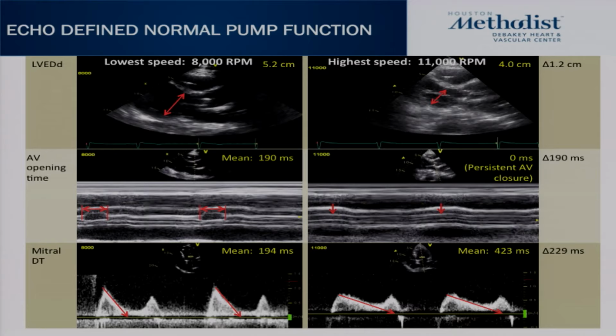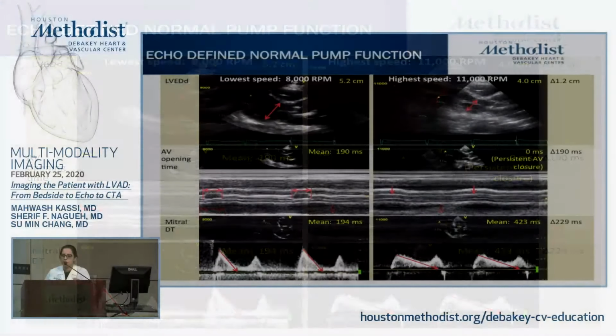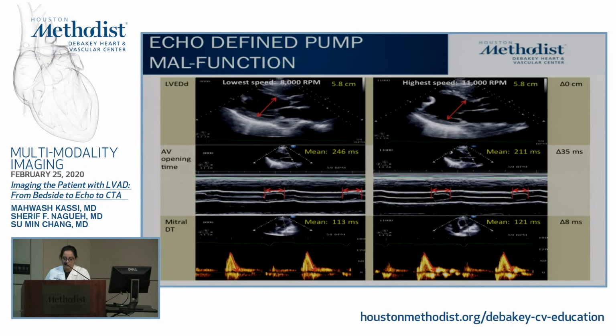And this is where we define normal function, looking at the LV end diastolic dimension and also at the deceleration time. But I think we need to make a table in the echo lab to kind of quantify and write all those things down. This is for pump malfunction. Again, as you can see, at lower speed, the LV dimension was 5.8 centimeters, and it stayed 5.8 centimeters at the highest speed, which is 11,000. So a huge increment. Usually, the LV completely squishes down and compresses at that speed.